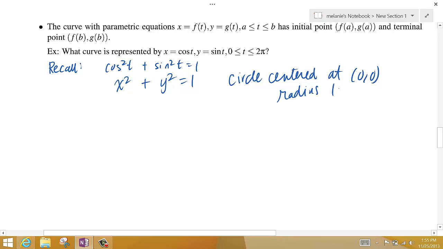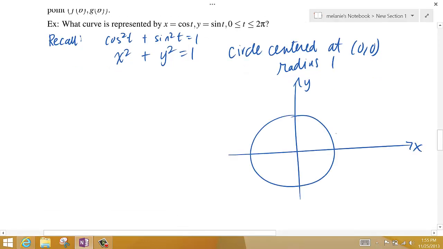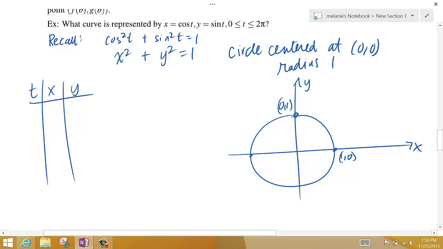Okay, so we may want to just draw our circle and then use our x, y, t table to determine direction, because we still have to figure out which direction it goes in. But I can draw the basic shape right now. Let's do that first. That's a beautiful circle. I know this is the point 1, 0. This is the point 0, 1, and so on.